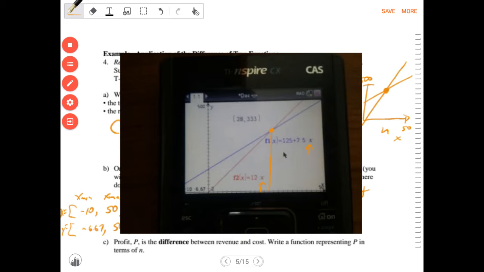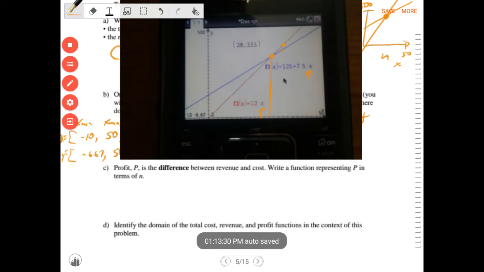After 28, your revenue graph is higher than your cost graph. So after 28 shirts, you start making money. Below 28 shirts, you're losing money, right? If you don't sell 28, you actually end up losing money.